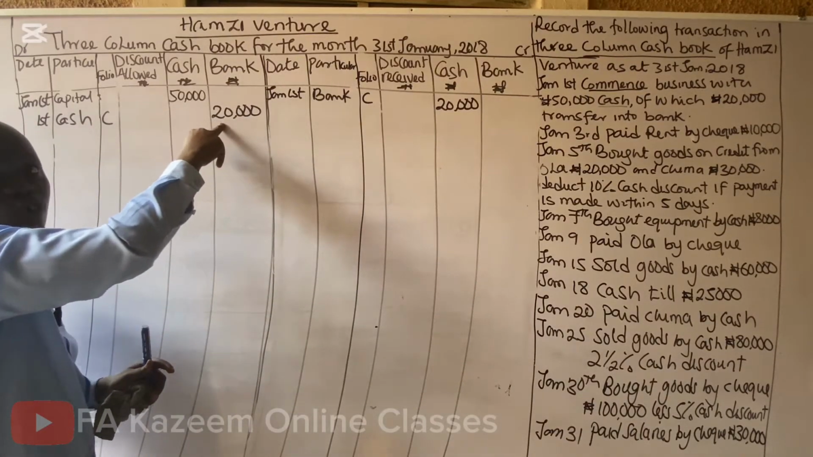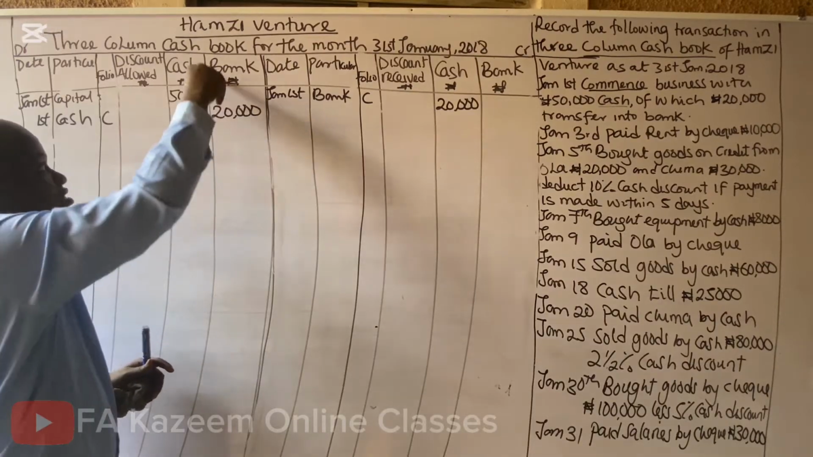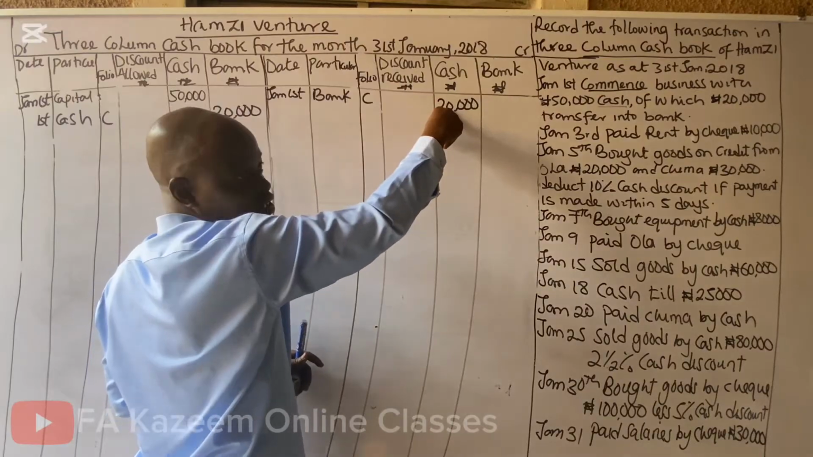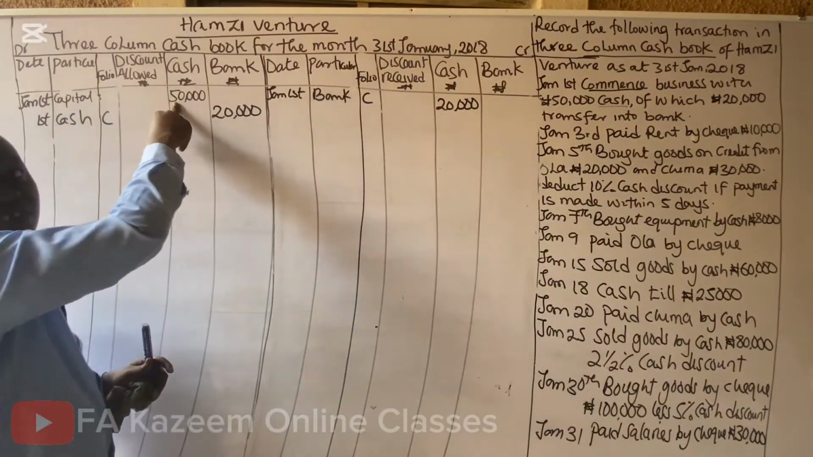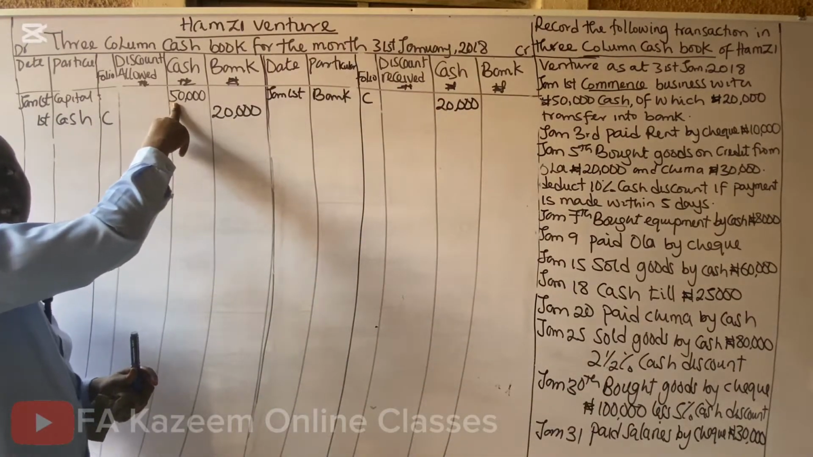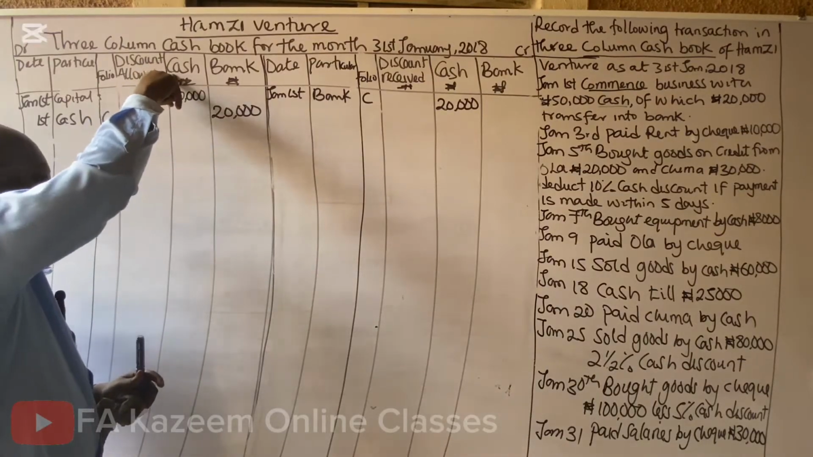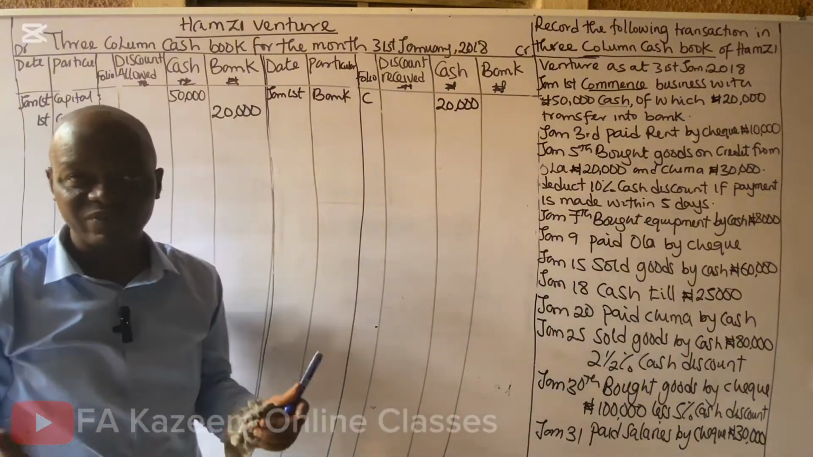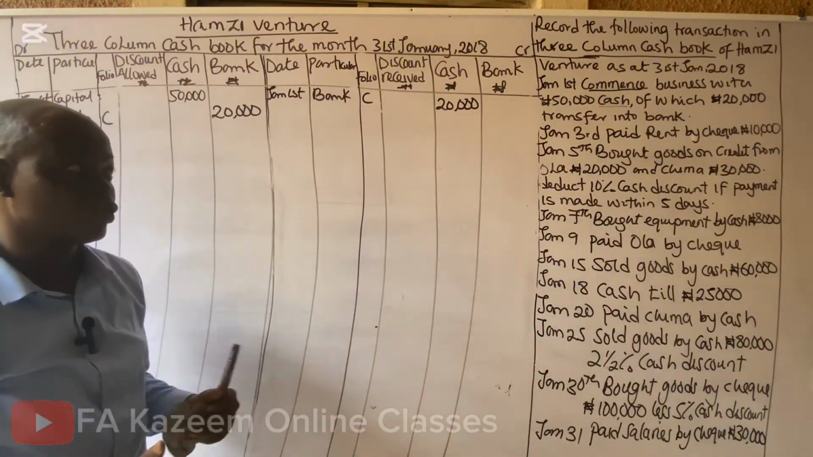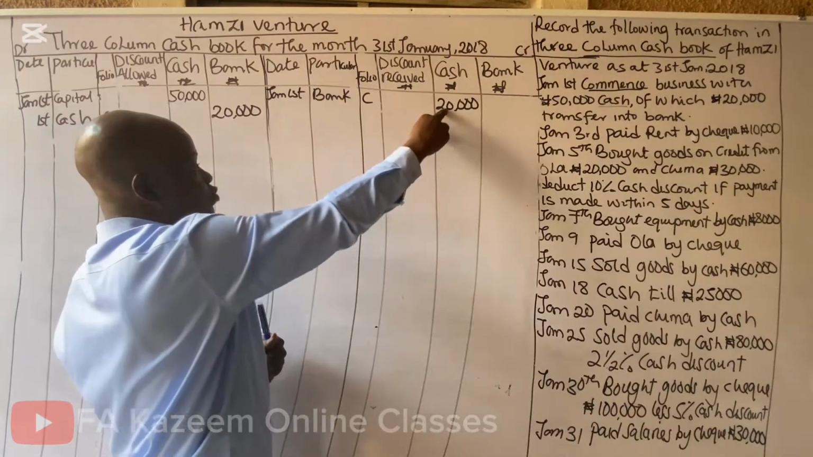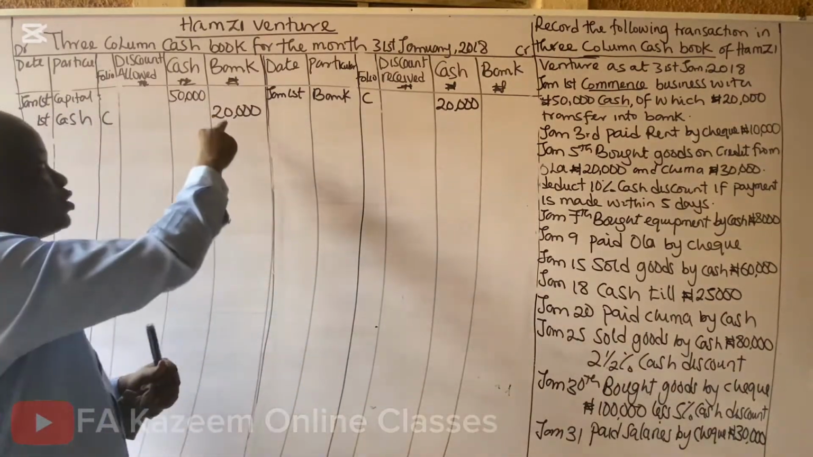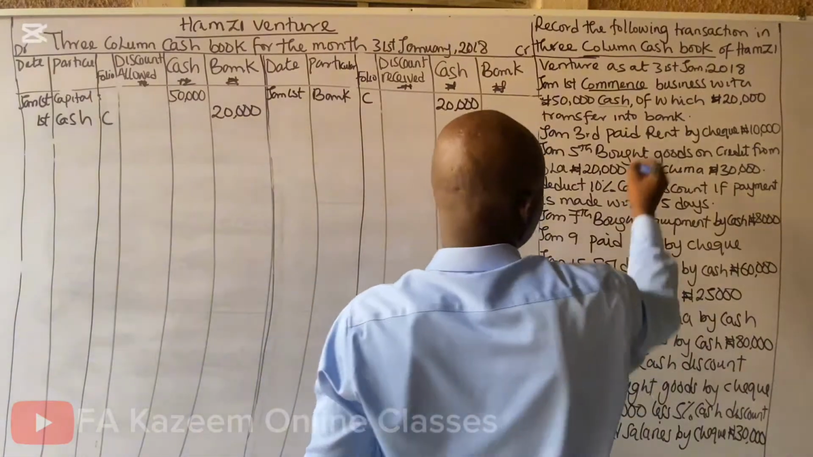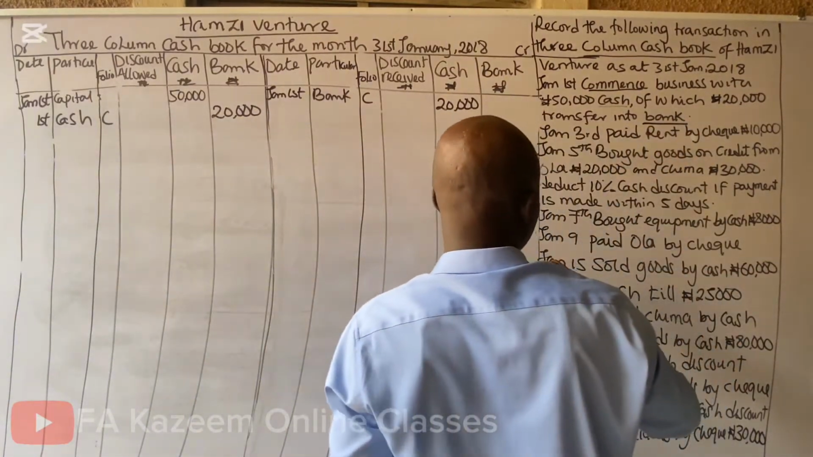That's what we have to do using contra entry. Debit bank, inflow. Credit cash, outflow. 50,000 minus 20,000, what will be left is 30,000 in cash, 20,000 in bank. Meaning the business still indirectly has 50,000 naira. We have to use contra entry to cancel 20,000 out of cash and put 20,000 inside the bank account. Let's move forward. This has been recorded as contra entry.